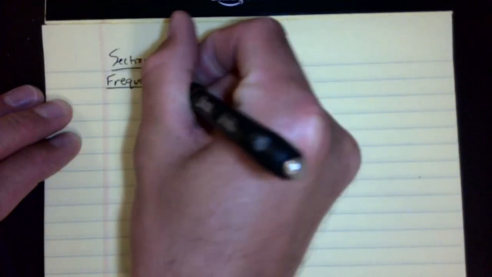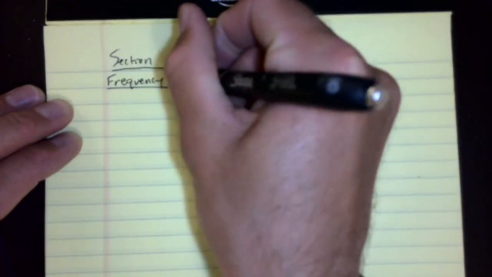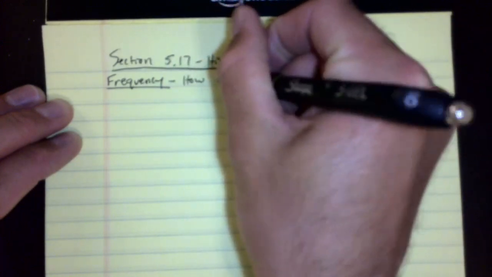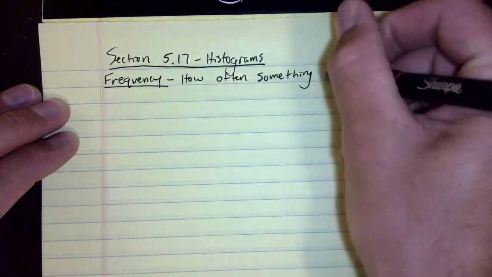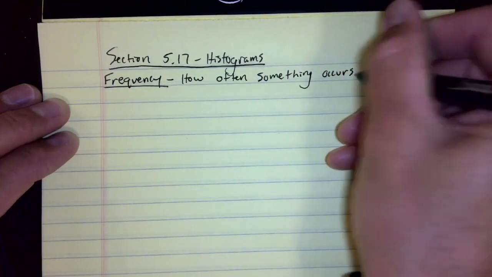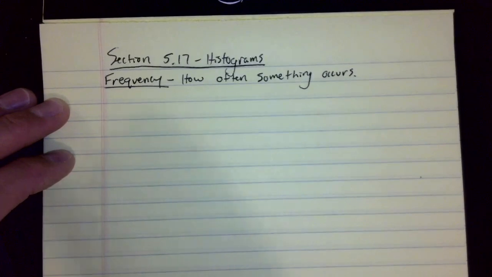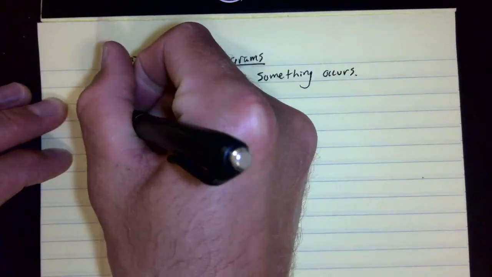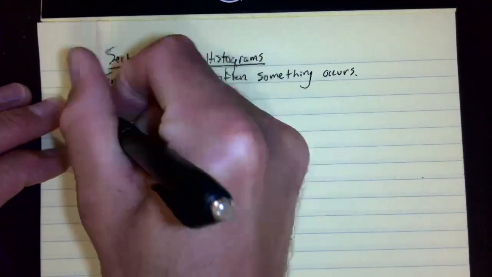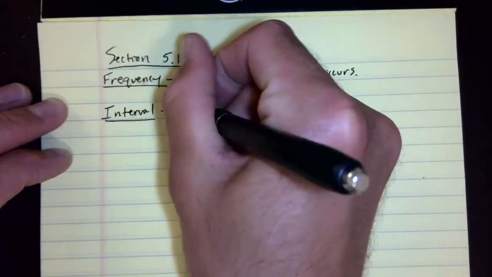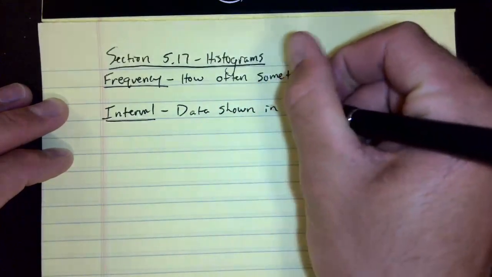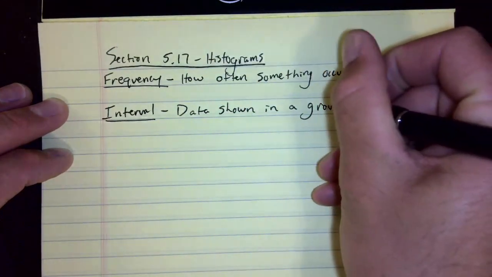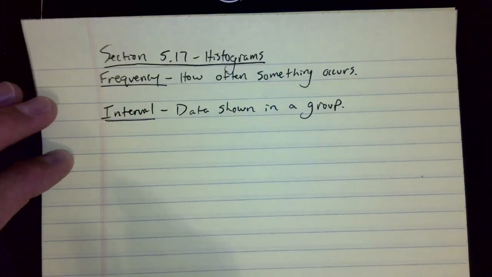Number one is frequency. Frequency is just how often something occurs. That's frequency. Now you also need to know what interval means. Interval means data shown in a group. So we'll see intervals today, which is data shown in a group.